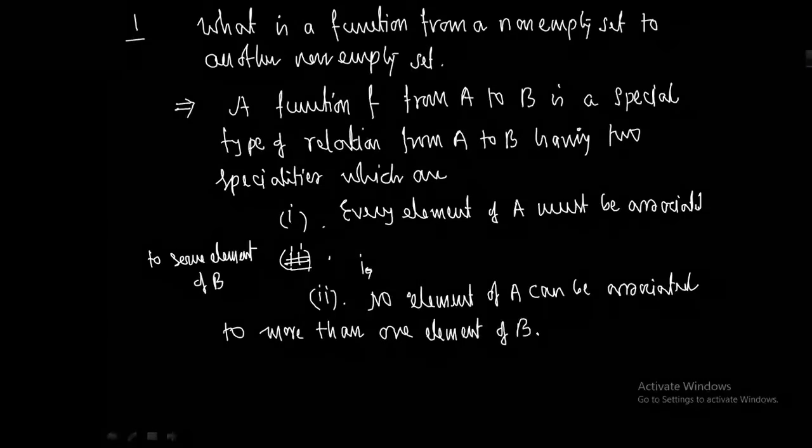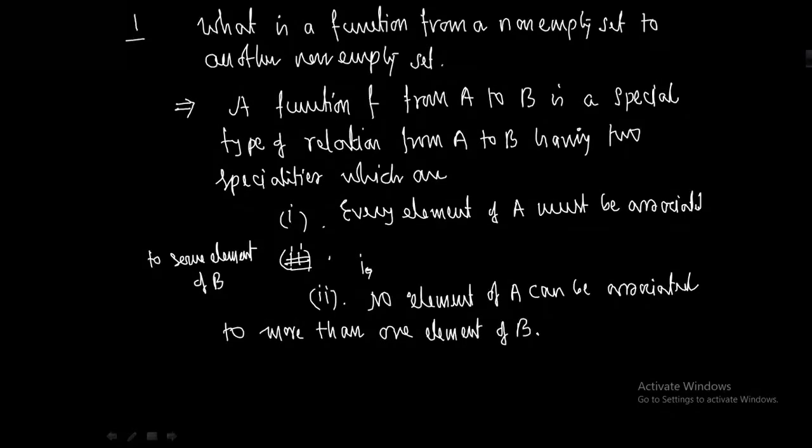Every element of A must be associated. That means no element from A can be left out. You have to pick each and every element of set A for the association. That means if you are defining a function from set A to set B, each and every element of set A must be associated to some element of set B. And the most important thing is that no element can be associated with more than one element.